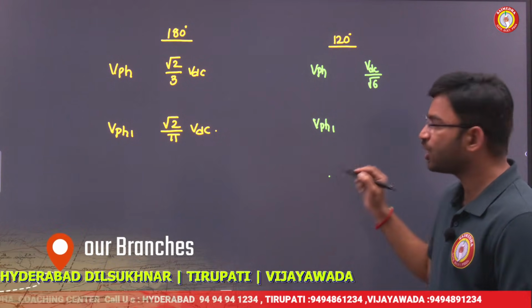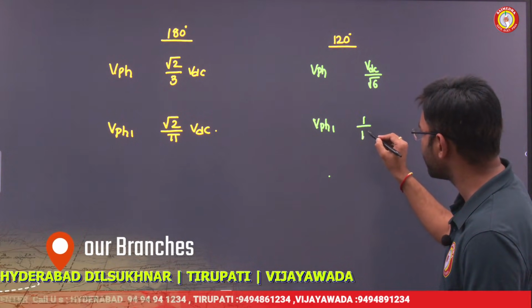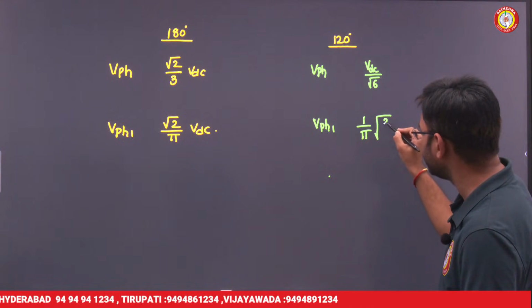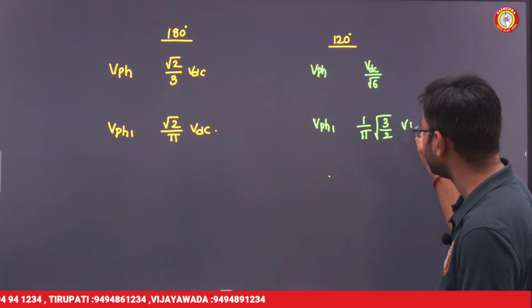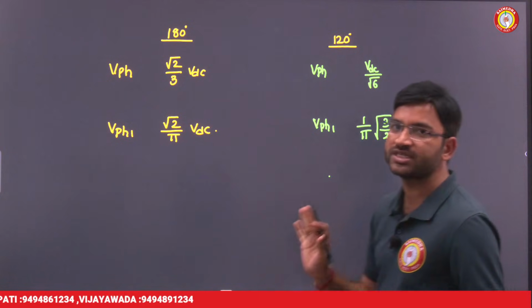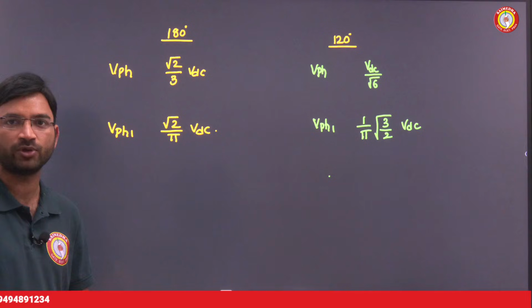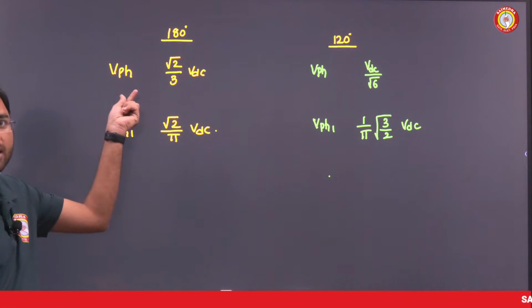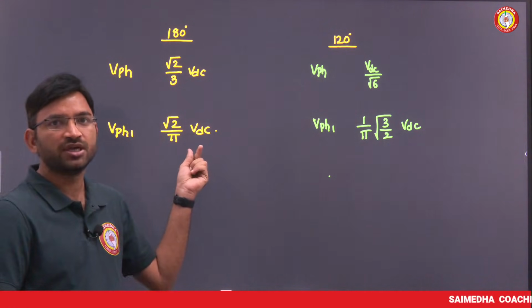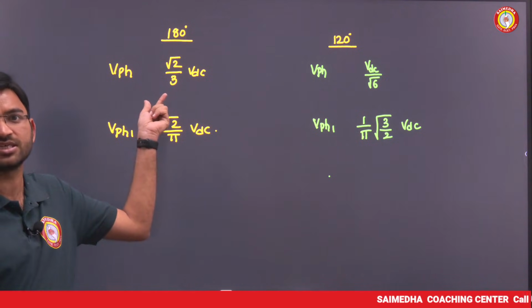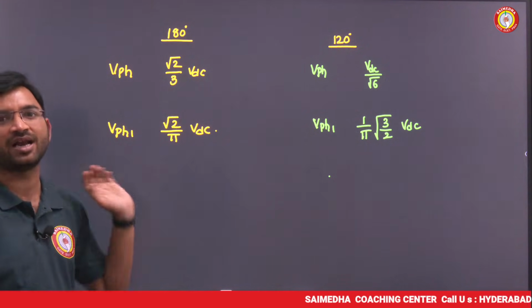The fundamental value of phase voltage is going to be 1 by pi into root 3 by 2 times of VDC. So these are the points which are required from 180 as well as 120 degree mode of point of view. So from here phase voltage, they are going to ask you line voltage. If they ask you line voltage, you just multiply with root 3, you will get the line voltage.